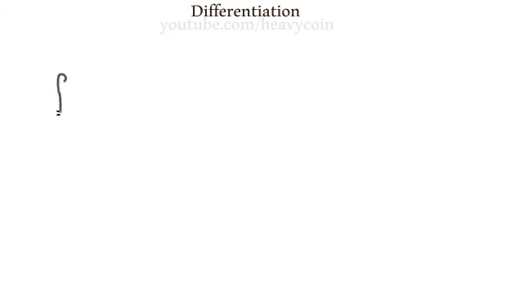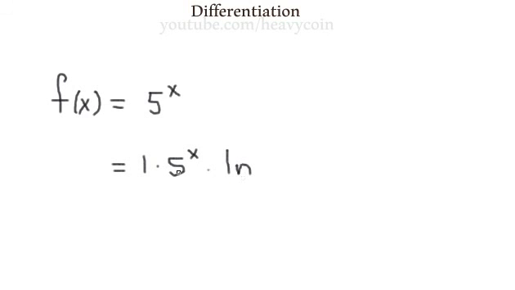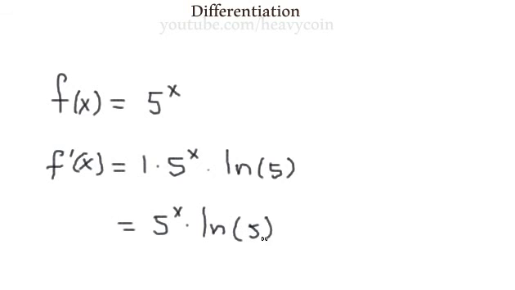What if we had f of x equal to 5 raised to the x? So we take the derivative of x, which is 1, we rewrite everything, and then we say, okay, we've got to take the natural log of the base out here. So that would be the natural log of 5, and that's going to be our f prime of x. And of course you don't write a 1 here, right? We say 5 raised to the x times the natural log of 5.